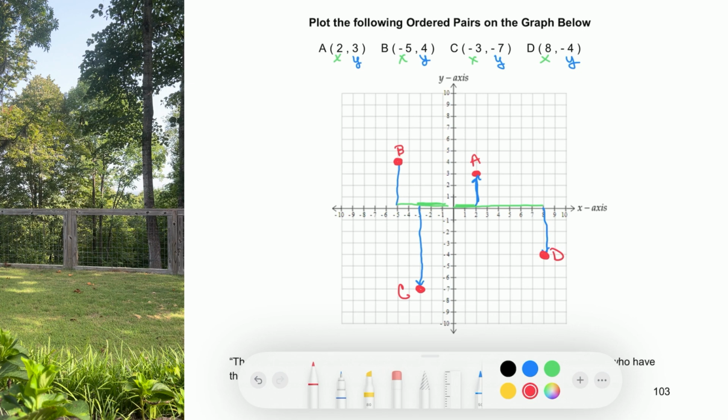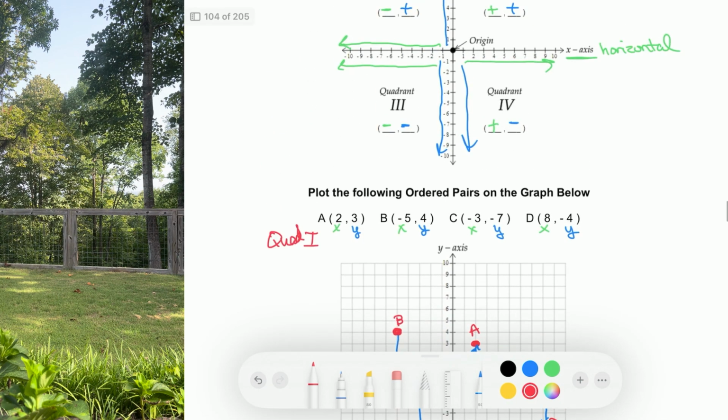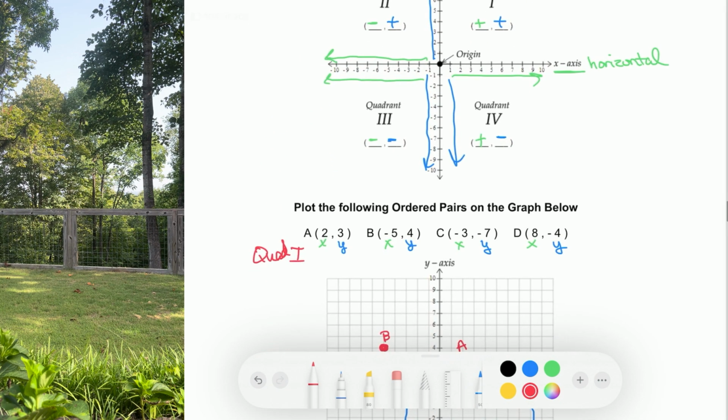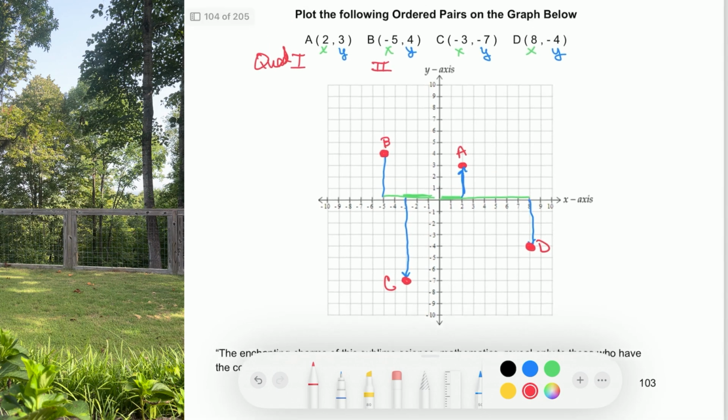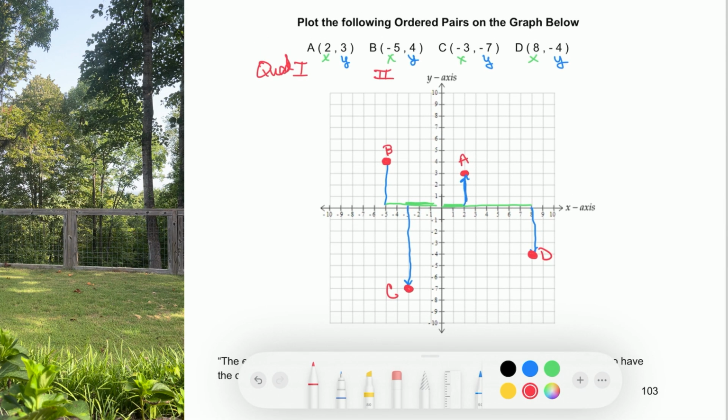Now, coordinate A is in quadrant 1. And notice both those numbers are positive, right? Just like we said, if they're in that quadrant, they're going to be positive. B is in quadrant 2. And you'll notice B had our X negative, our Y positive, just like we said the quadrant would be. So I'm just showing you that so that you can see what I was saying about using that as a key to kind of double check yourself.